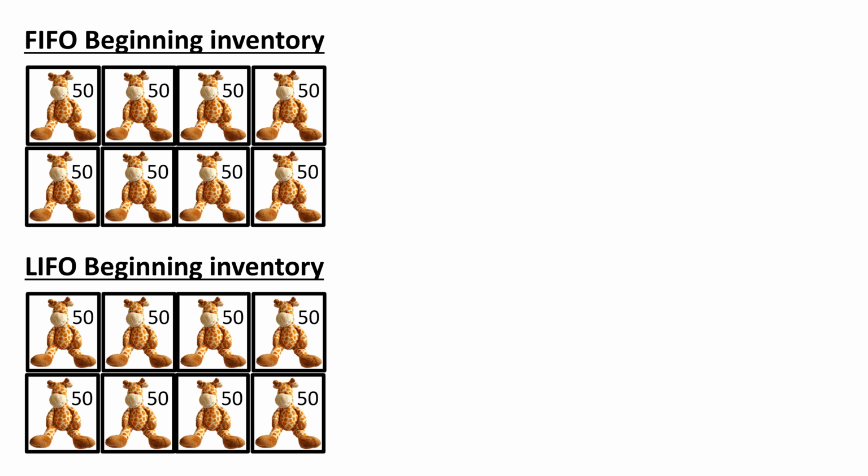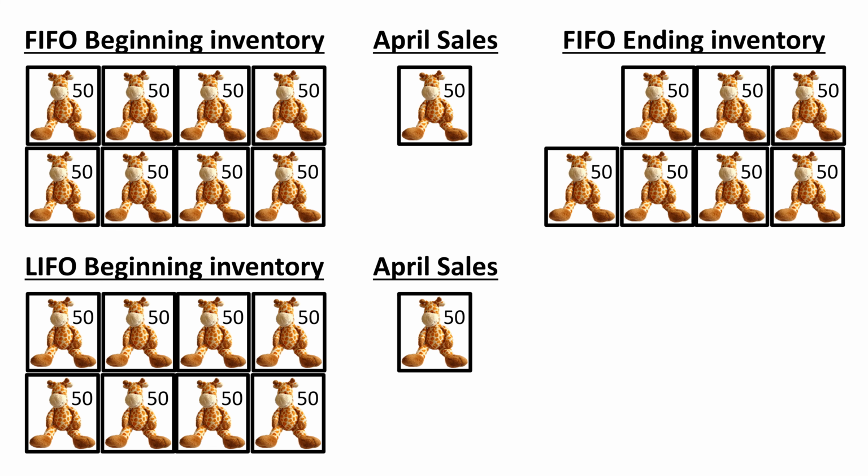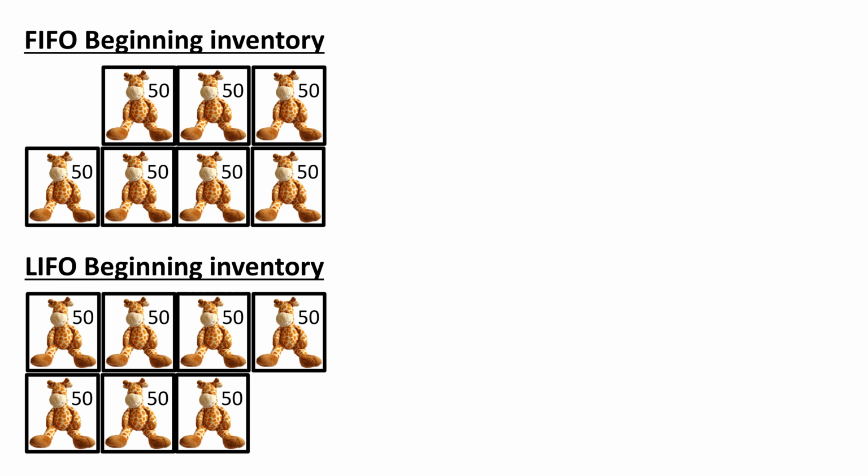The visual representation of the FIFO inventory flow is at the top. LIFO is at the bottom. The first box of toy giraffes, 50 units, is sold in April. With FIFO, first in, first out, we assume that the oldest inventory gets sold first, one of the boxes purchased in January. With LIFO, last in, first out, we assume that the newest inventory gets sold first, one of the boxes purchased in March. 2 boxes of toy giraffes are sold in May.